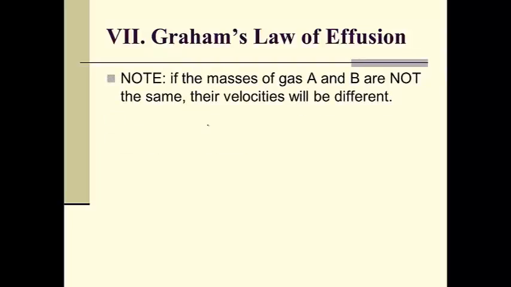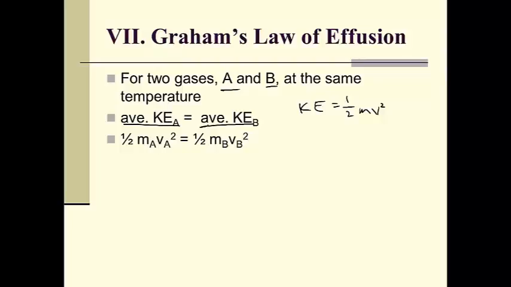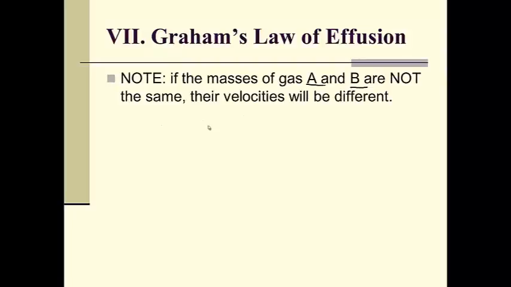Now, if the masses of A and B are not the same, then the velocities have to be different. Going back here, these two have to be equal. If the mass of A and the mass of B are not the same, then the velocity of A and the velocity of B cannot be the same either. So, factoring things out, we can basically relate things back down to this.